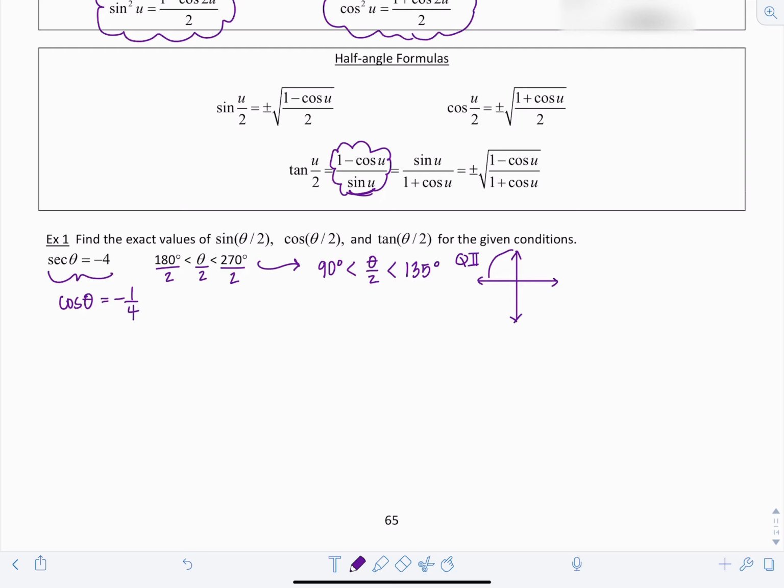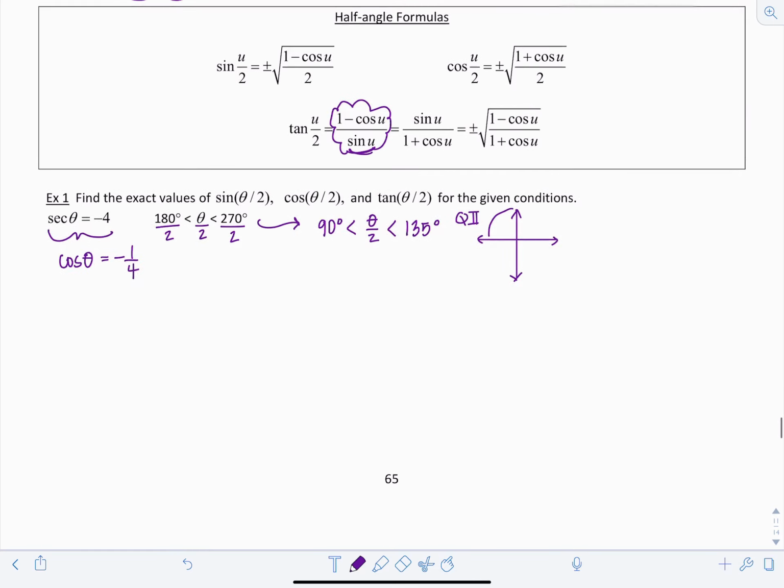All right, so here we go. Sine of theta over 2. Let's decide right now. Is sine going to be positive or negative? Well, since we're in quadrant 2, all the y values are positive, so sine's going to be positive. And then I have the square root of 1 minus -1/4 over 2.